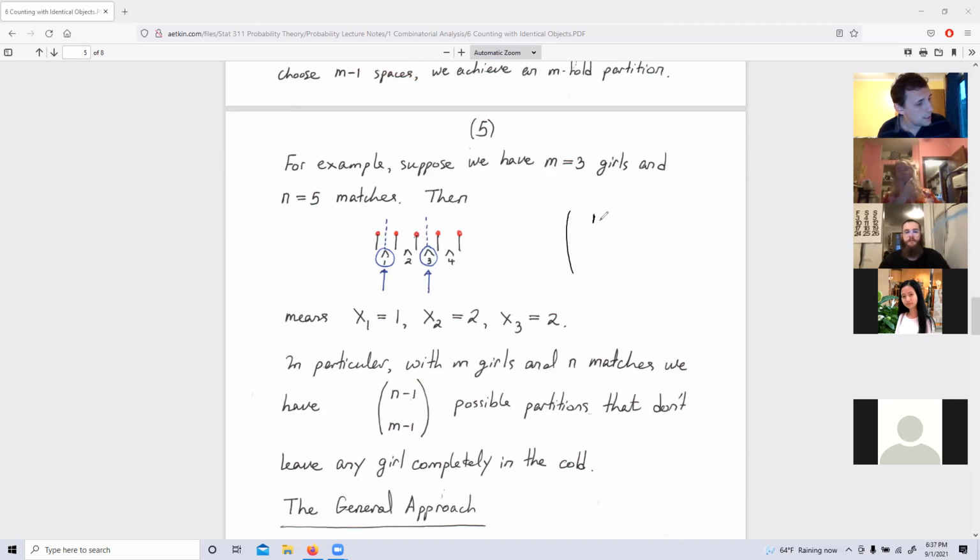It's n minus 1, choose m minus 1 for those spaces, and n minus 1 minus this, which is n minus m. So it can be written either in this way, which is what you see here, or in that way, which you see over there.